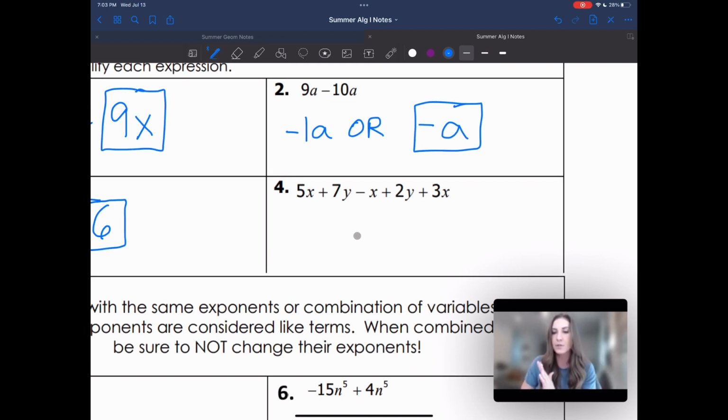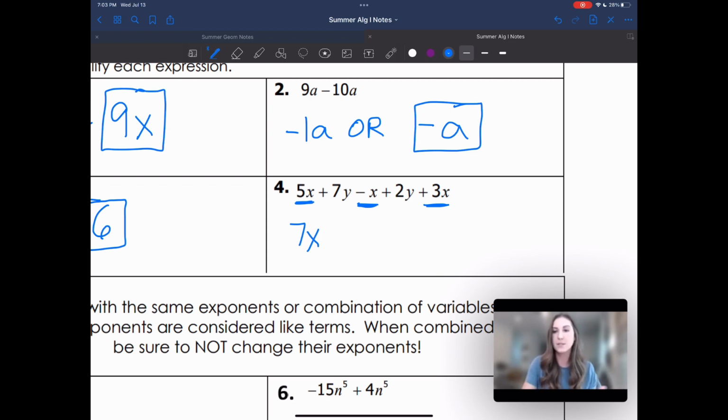Okay, and number 4, let's see. Let's kind of skim through. It looks like we've got some terms with x on them. Let's just look at those first. I've got a 5x, I've got a minus x, and I've got a 3x. So I can do 5x minus 1x. That's essentially what that is, right? So that would give me 4x, and then add the 3x to give me 7x.